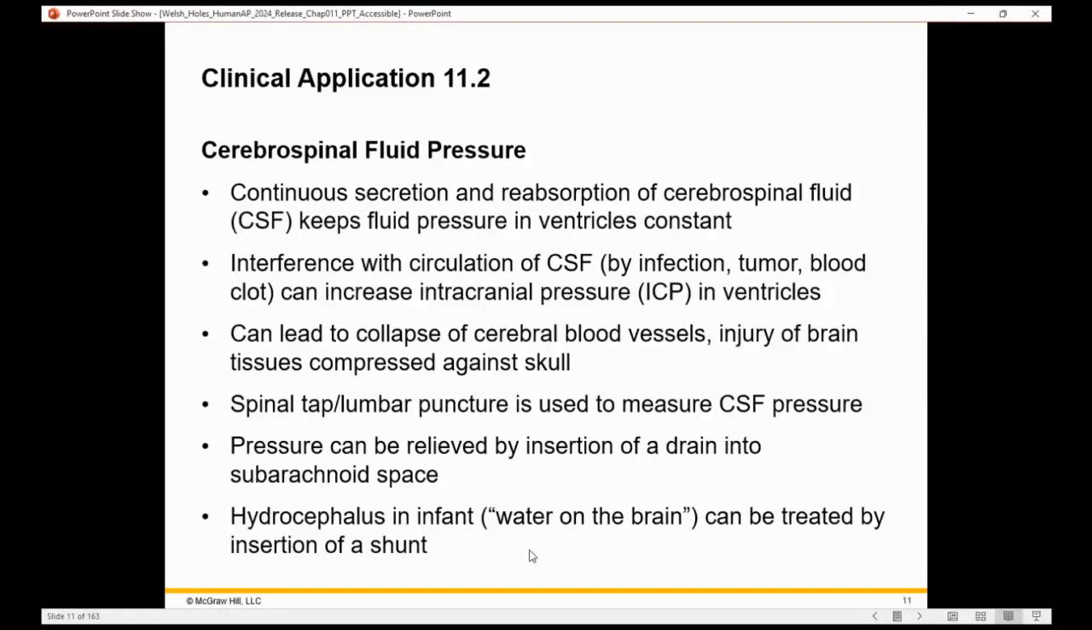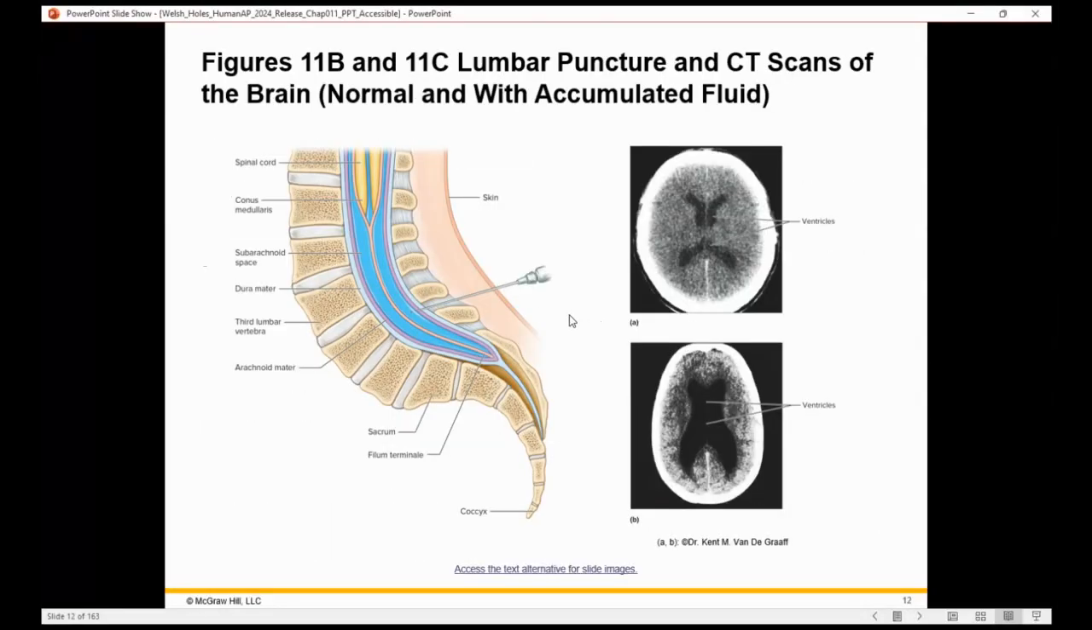Hydrocephalus in an infant, also called water on the brain, can be treated by insertion of a shunt. This figure shows you where a lumbar puncture would be made, and also shows you a CT scan of the brain, and it shows you the ventricles. So here we have normal, and here we have the scan with accumulated fluid.